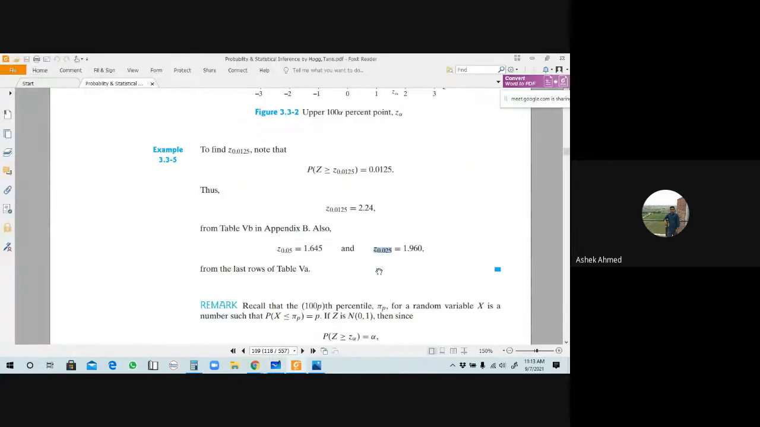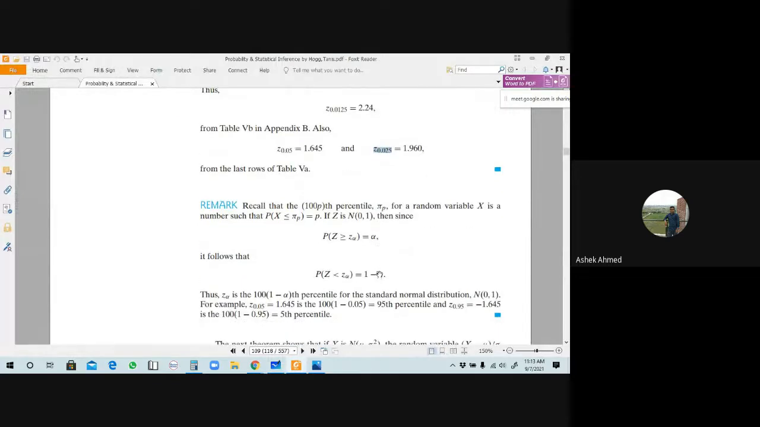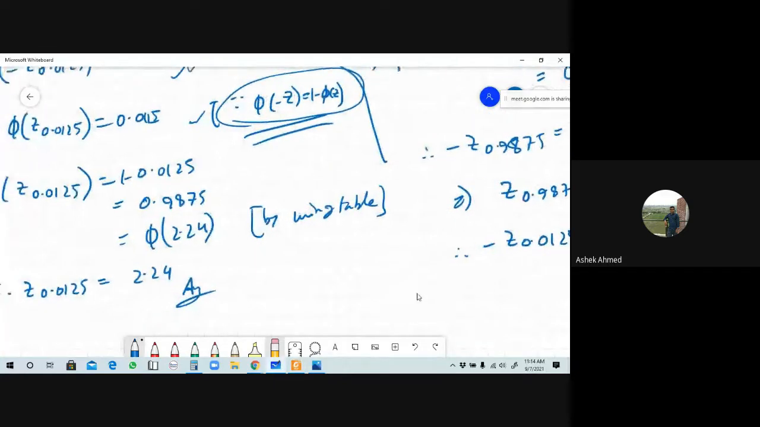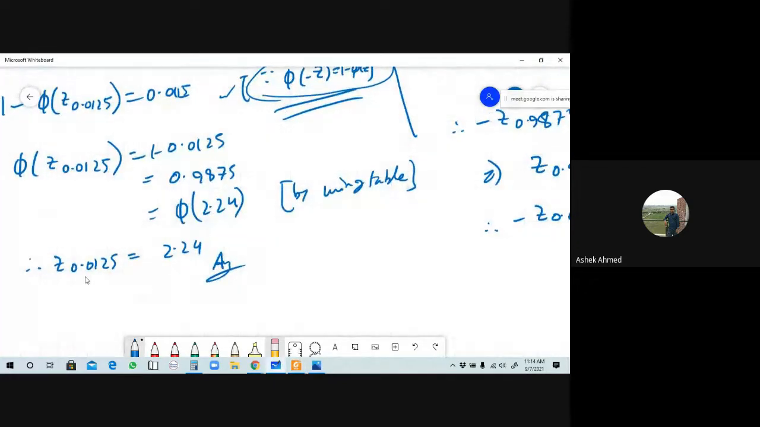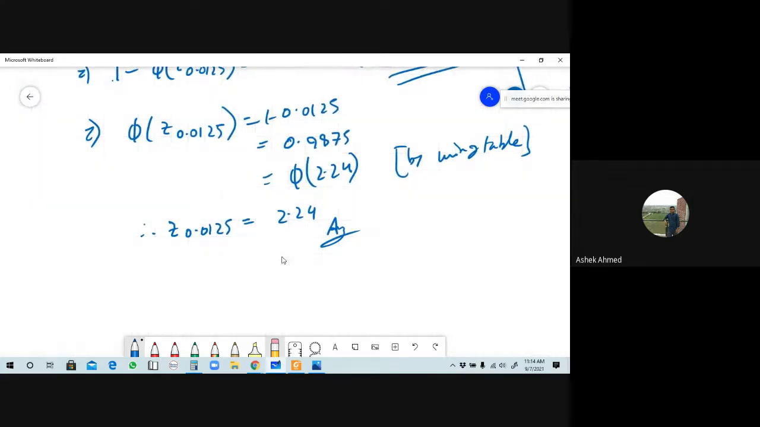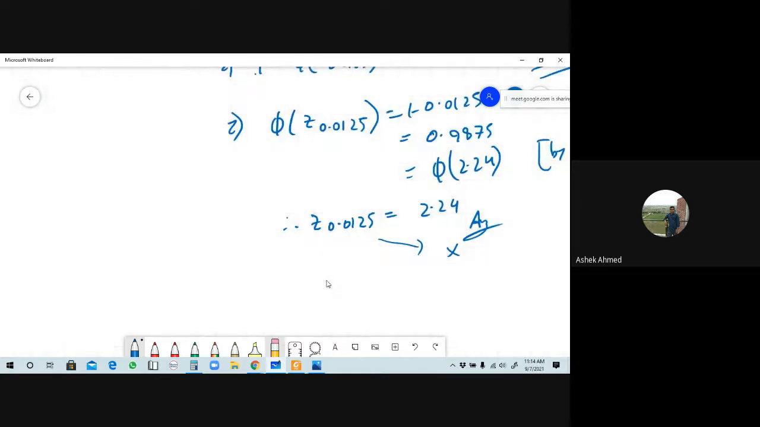In your question we generally give that after finding z suffix alpha, here the value of z suffix alpha means 0.0125, this is 2.24. After finding this, you have to convert this into x term. But in that case, what is x and what is z? Can you remember? X was the normal variable. In abbreviation we can write z.